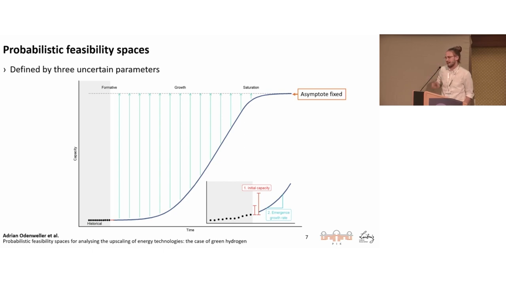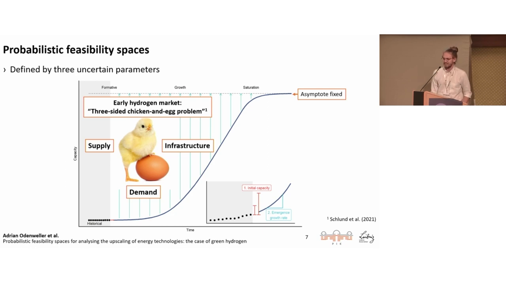Now, we argue that this doesn't quite capture the actual market environment of green hydrogen, because what green hydrogen and also other very early energy technologies are characterized by is something that's been called the three-sided chicken and egg problem. And I'm showing you this not just because it's a cute picture that draws attention, but also because this really describes this three-sided problem that we don't only have to ramp up supply, which is what we're looking at here, so not just the supply side of electrolysis of green hydrogen, but also simultaneously demand and infrastructure.